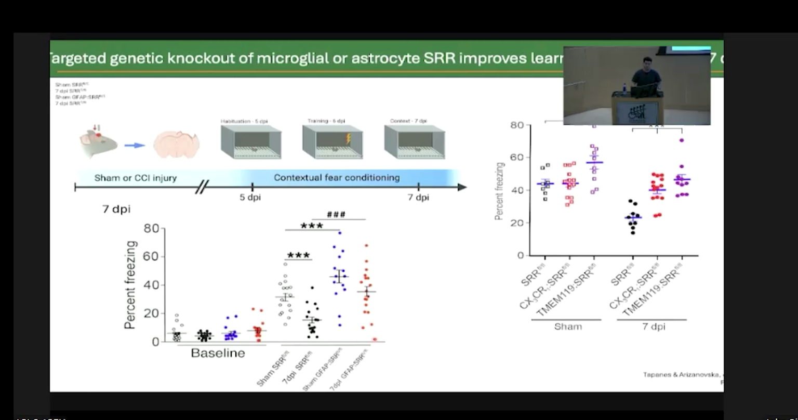We also did this in microglial cells, which also have been shown to upregulate serine racemase. And we used 2 different knockout models. We used the CX3CR1 promoter in microglia, as well as the TMEM119 promoter. And you can see in our control animals at 7-day post-injury, the deficit in our contextual fear conditioning assay. However, knocking out microglial D-serine with either of the promoters led to a rescue of this deficit.